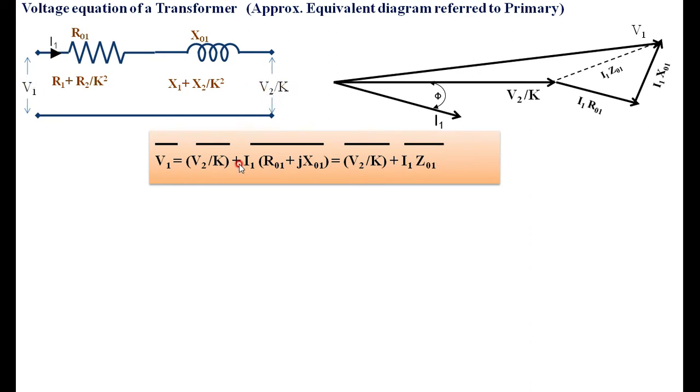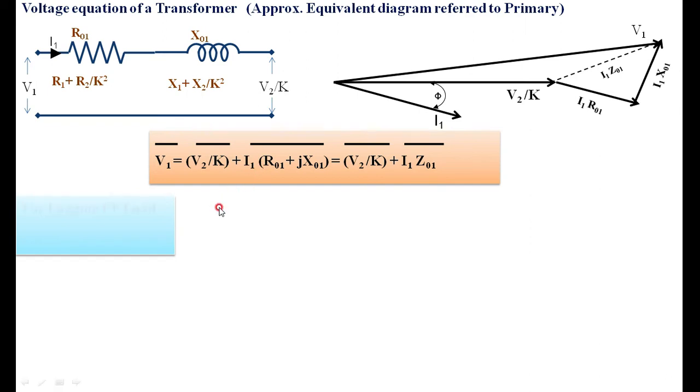V2 by K, you have to add I1 R1 plus jX1, that is the impedance drop. Or if split, it is I1 R1 plus I1 X1, it is a vector sum. Therefore, instead of separating R1 and X1, I am putting it in the impedance form, that is R1 plus jX1. That is nothing but V2 by K plus I1 Z1. Okay. Now, we have to see this vector diagram or the equation for this V1 for different types of load.